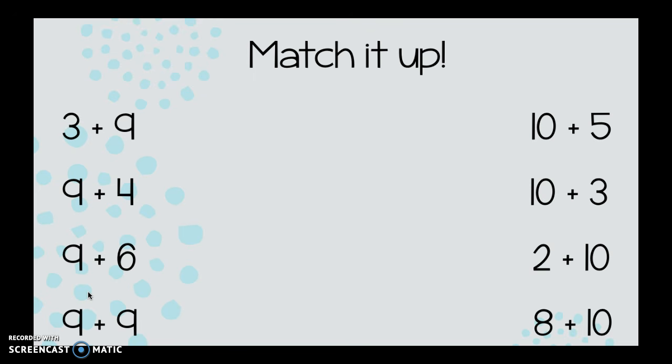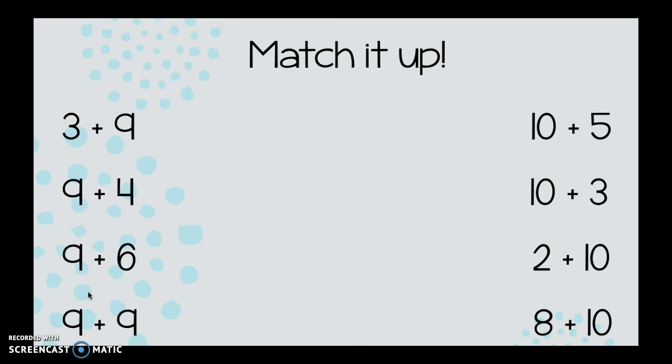All right, we're gonna do a game called Match It Up. We're gonna do the first one together, and then you're gonna practice the other ones by yourself before you check your answers. So here we go. 3 plus 9 is what I'm gonna start with on one side. I want to find the 10 number sentence that gives me the same answer. It's going to do a little bit of thinking in your brain, and if you need to, you can draw a picture to help you figure this out.